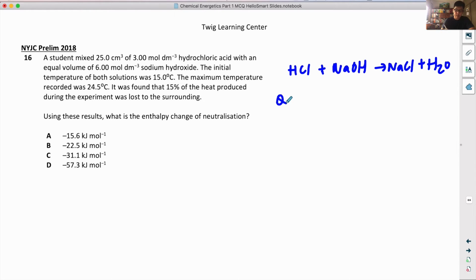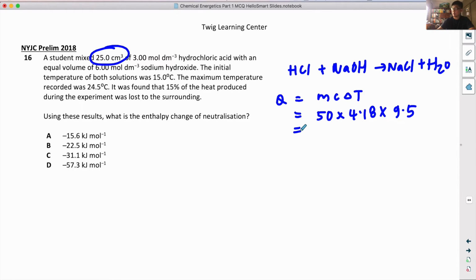I'm going to calculate the heat absorbed by the water through the reaction, which is mc change in T. Since it's equal volume, m is 25 plus 25, which is 50, times 4.18 times the temperature rise of 9.5 degrees. Press your calculator and see whether you can get the answer. I calculated this as 1985.5 joules. But this is only 85% efficient, because 15% was lost to the surroundings.